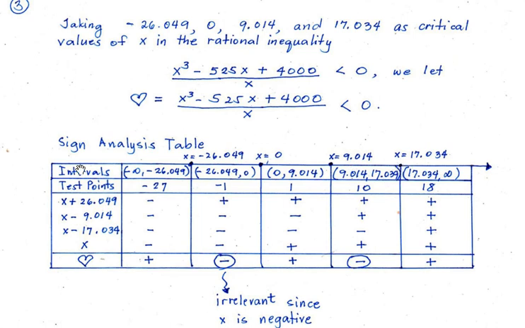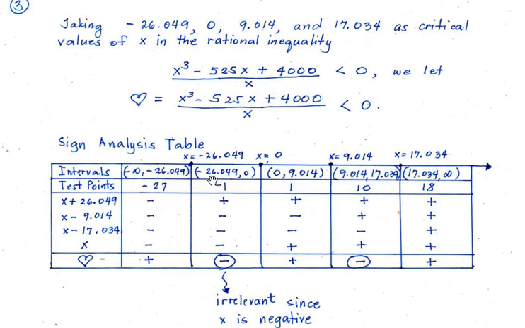Then on the interval row, we have the following intervals. Then the test points. How to get the test points? Of course, the easiest way to get the test point in the interval from negative infinity to negative 26.049 is the next integer less than this value of x, which is negative 27. That is our test point for this particular interval.